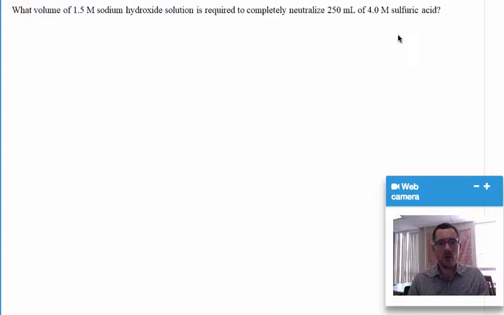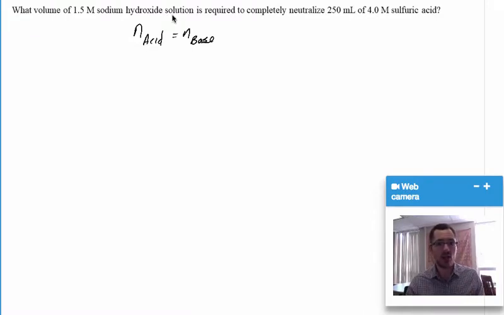What volume of 1.5 molar sodium hydroxide solution is required to completely neutralize 250 milliliters of 4.0 molar sulfuric acid? Now, for some of you out there, the first thing that you're going to think is, oh okay, this is going to be simple because I know that the number of moles of acid will equal the number of moles of base when it comes to neutralization.